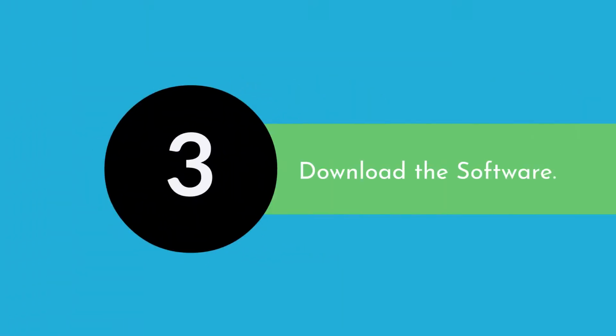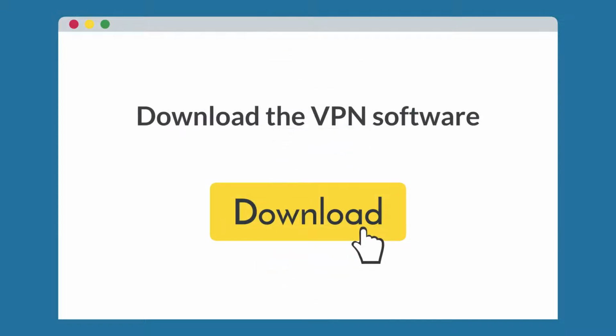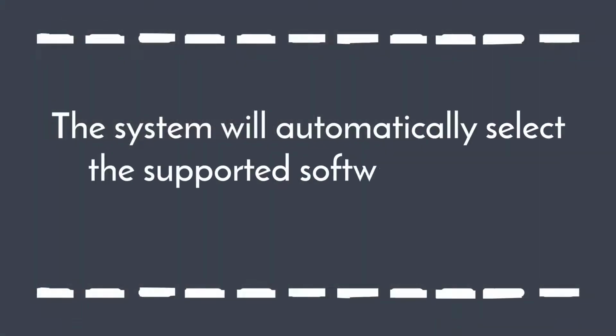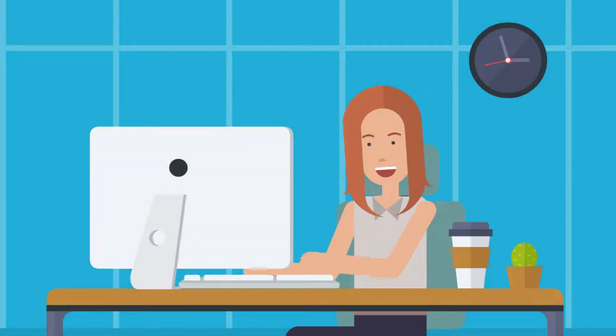Step 3. Download the software. Once you log in, you need to download the VPN software. The system will automatically select the supported software for the current machine. Now you can download the option as instructed on welcome email.